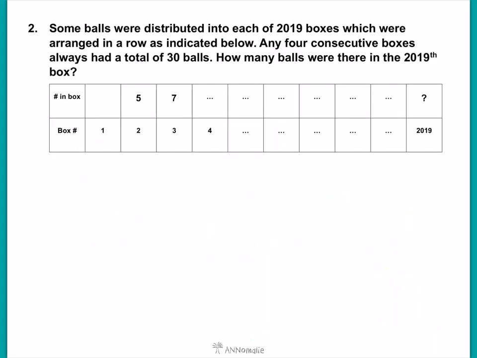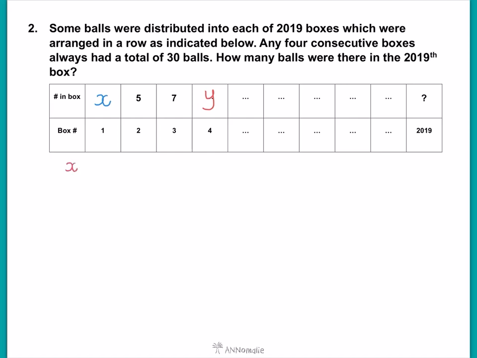Another counting problem. Some balls were distributed into each of 2019 boxes, which were arranged in a row as indicated below. Any 4 consecutive boxes always had a total of 30 balls. How many balls were there in the 2019th box? Now let's say that there's x balls in the first box. And then let's make this y balls. So we know that any 4 consecutive boxes equal 30.